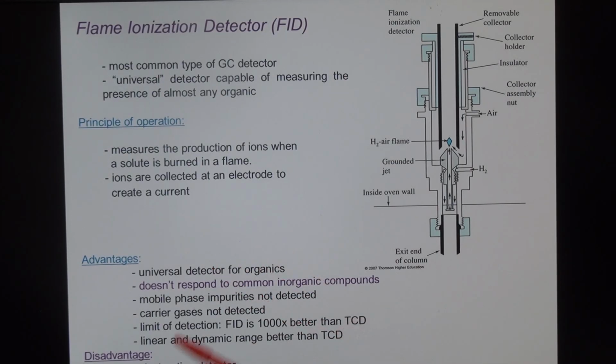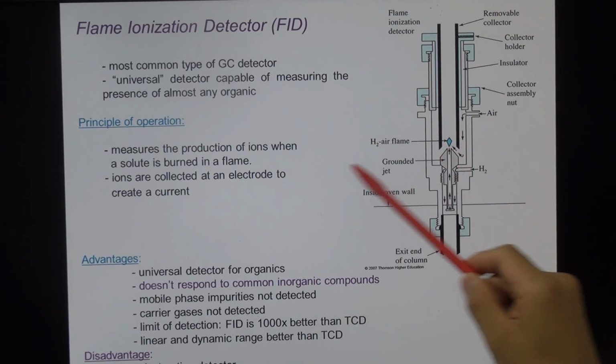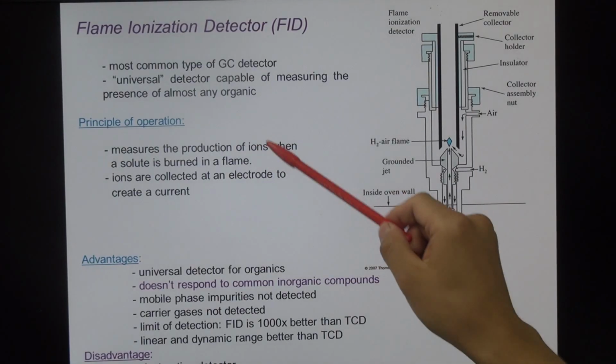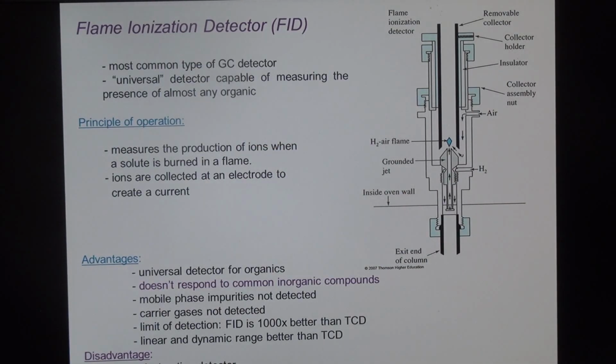So they are very universal. It does not respond to common inorganic compounds, because inorganic compounds do not really form ions and electrons. Okay, and mobile phase impurities are not detected. Carrier gas is also not detected. So limit of detection and dynamic range are much better than TCD. But the problem is they are destructive, because by this high temperature flame, they basically break the compounds into ions and electrons. Okay.